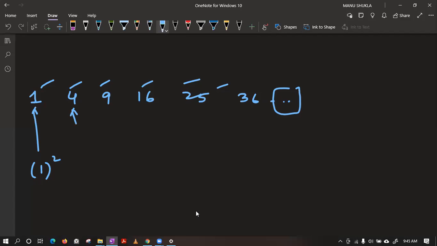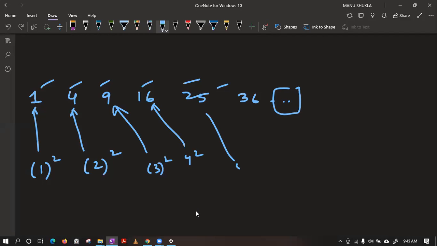Can I say this 4 came from 2 square? Can I say this came from 3 square, 4 square, 5 square, 6 square? That means this is 7 square, 49. Now my pattern is done.